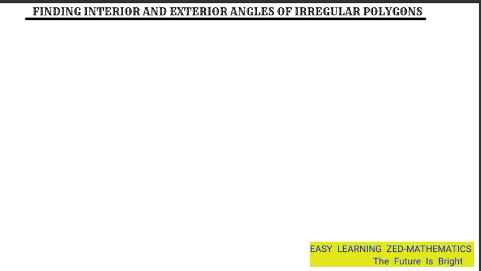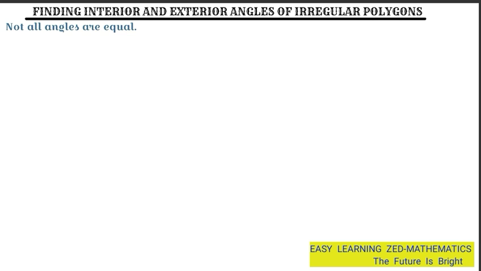So before I show you how you can find the interior and the exterior angles of an irregular polygon, I want to share with you these facts. The first one is that in an irregular polygon, not all angles are equal. If you are given a polygon which is irregular, the angles in that irregular polygon are not going to be equal. Two or three angles may be equal to each other, but there will be one or two which are going to be different.